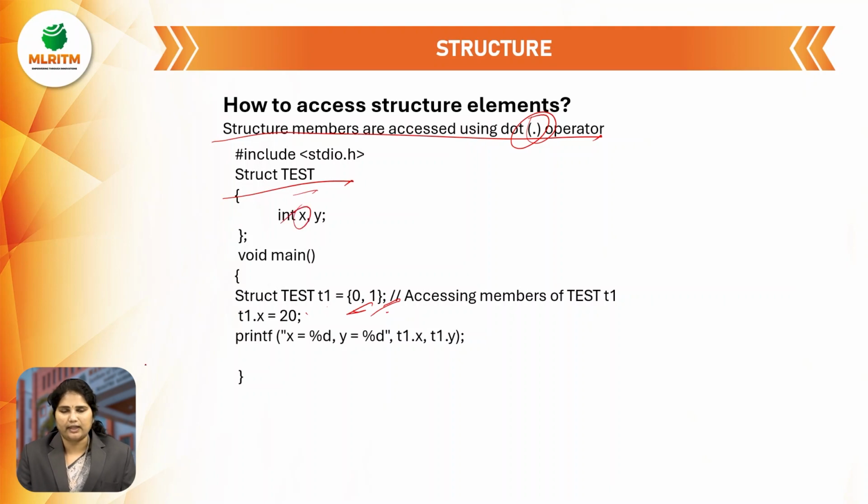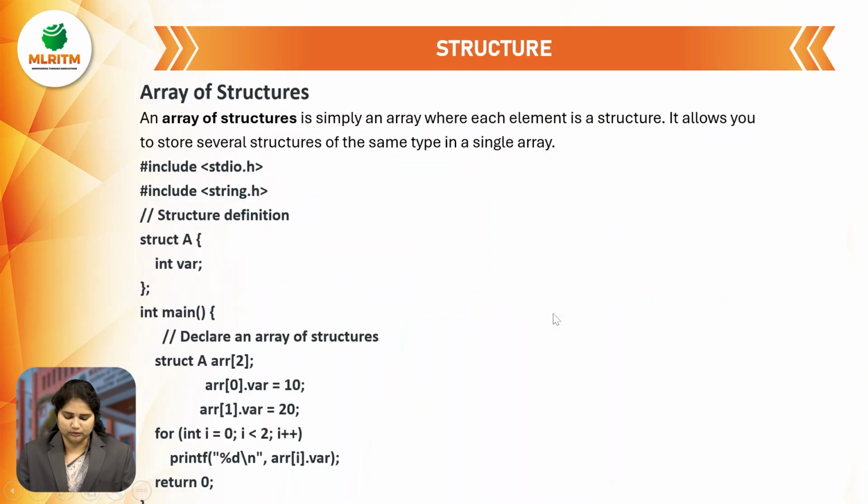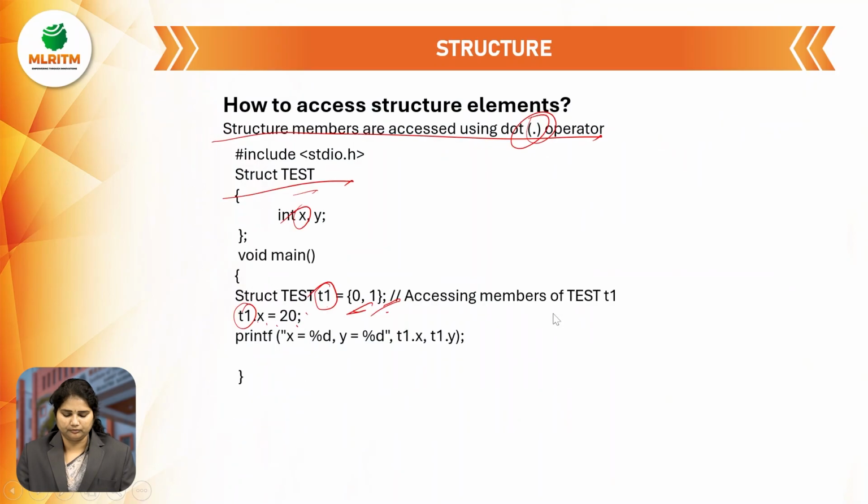How will we access this x? By using this variable. Okay, t1.x equals 20, I am updating 0 to the value 20. If we print those values, how will we print them? By using the format specifier. For integer we will use %d. How will we print the x and y values? By using the variable name with the dot operator: t1.x, t1.y.